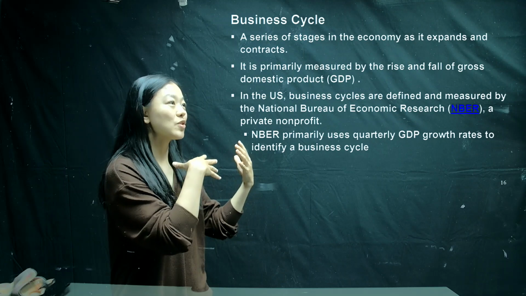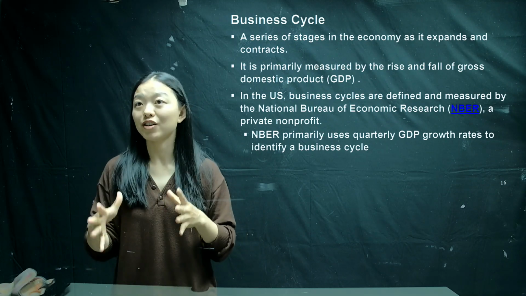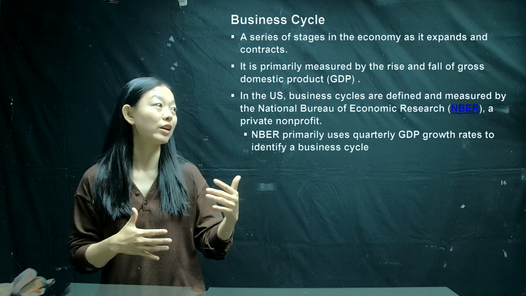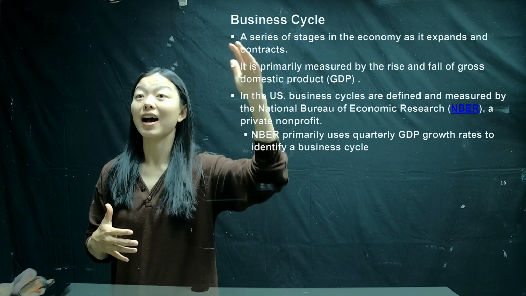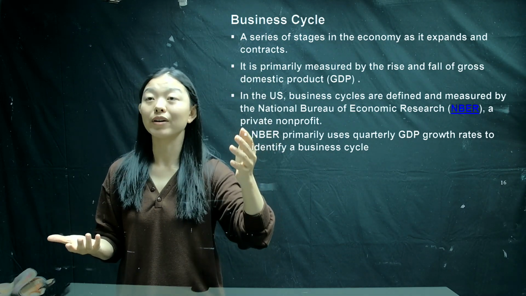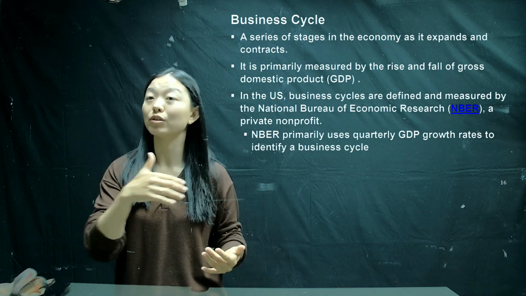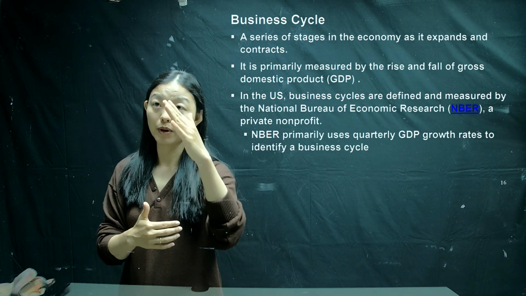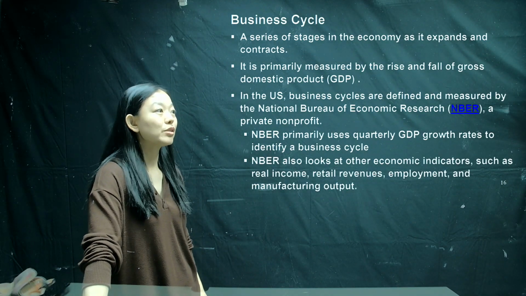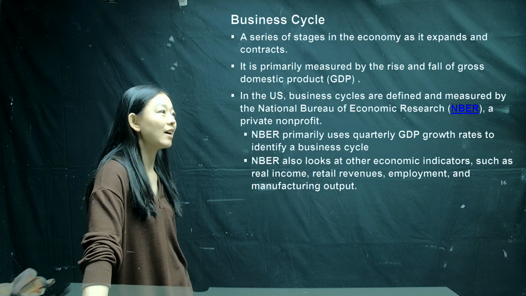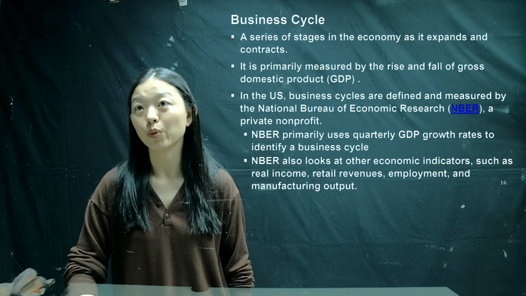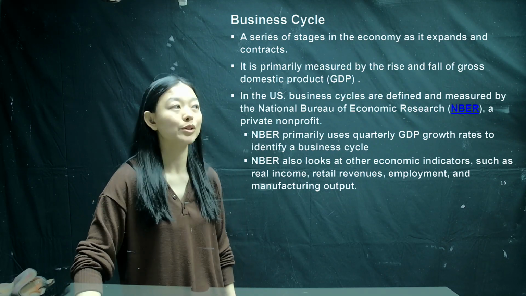The National Bureau of Economic Research uses the quarterly GDP growth rate to identify the business cycle. If the quarterly GDP growth rate becomes positive and is higher than the previous quarter, then we know the economy is on the upturn. However, if the growth rate becomes negative or the growth of GDP slows down, then the economy is moving into recession. The Bureau also looks at other economic indicators, such as real income, retail revenues, employment, and manufacturing output, together with the GDP growth rate to determine the business cycle.